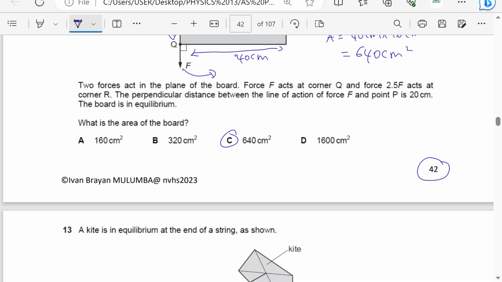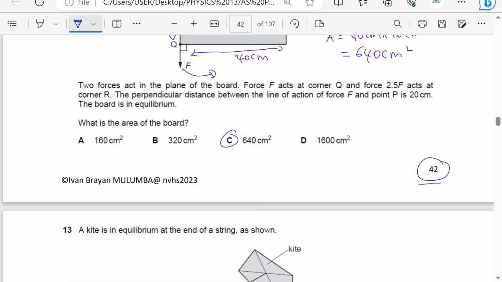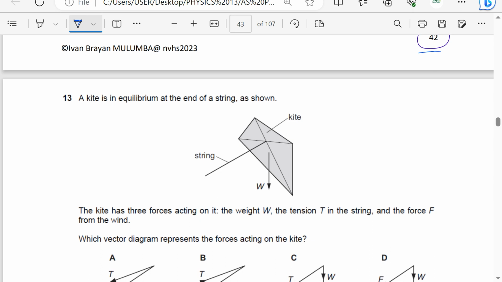Okay, so I think in part 5 we stopped on page 42. Then in part 6 we should start from page 43. Okay. So a kite is in equilibrium at the end of a string as shown.